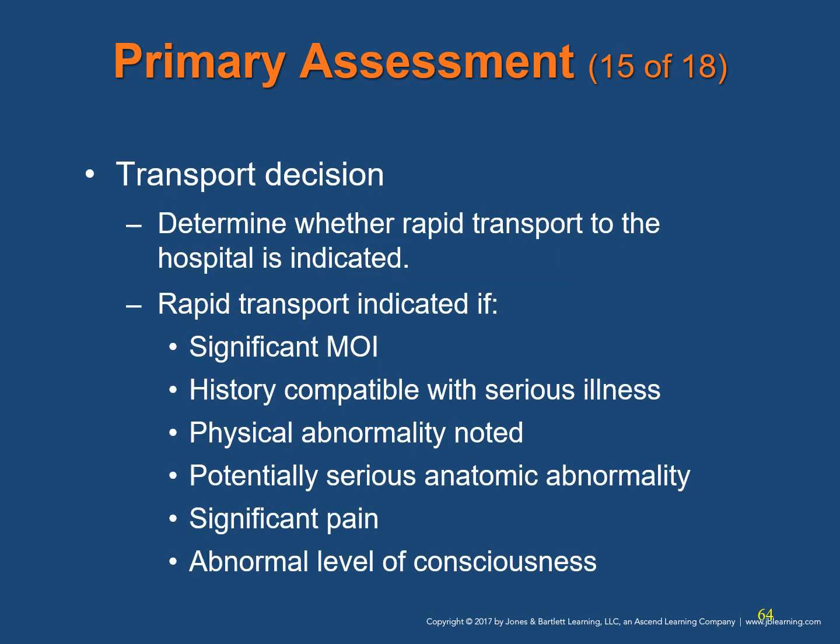Transport decision. Determine whether rapid transport to the hospital is indicated. If the pediatric patient is in stable condition, obtain a patient history, perform a secondary assessment at the scene, transport and provide additional treatment as needed. Rapid transport is indicated if any of the following conditions exist: a significant MOI with the addition of any fall from a height equal to or greater than the pediatric patient's height, especially with head-first landing, bicycle crash, a history compatible with serious illness, a physical abnormality noted during the primary assessment, a potentially serious autonomic abnormality, significant pain, abnormal level of consciousness, AMS, and/or any signs and symptoms of shock.